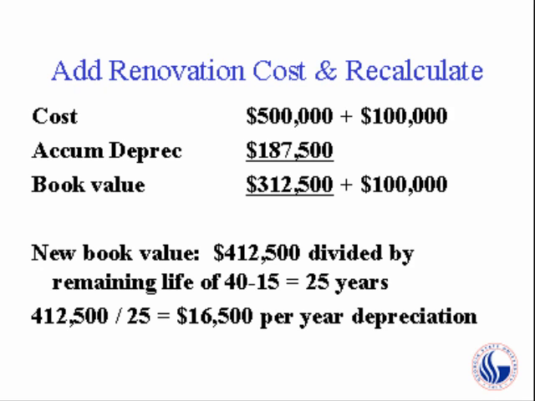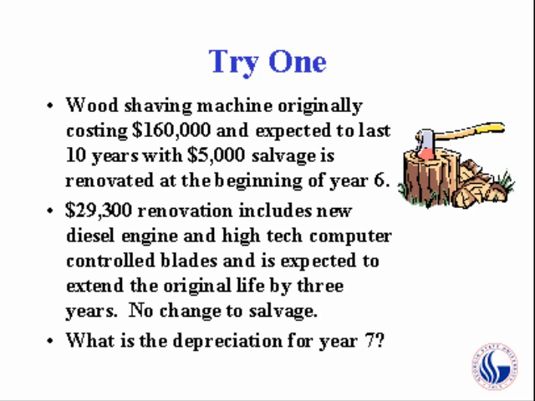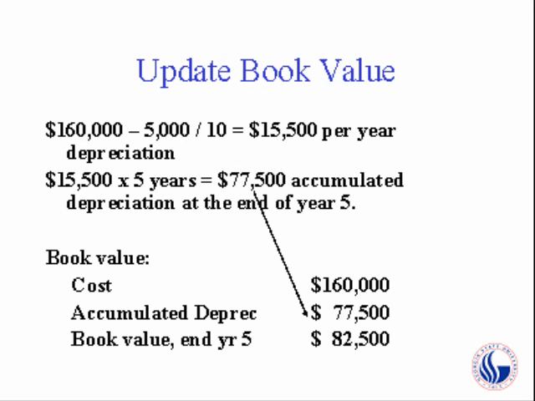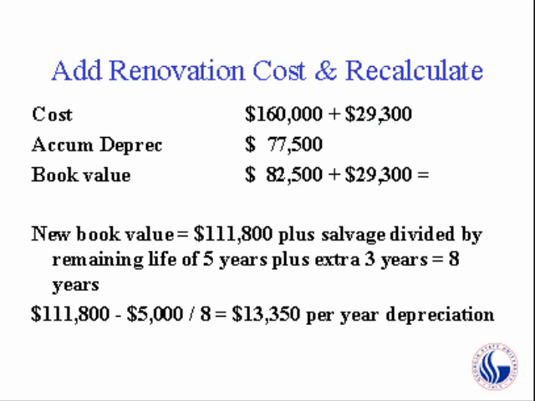Okay, now you try one. Here's a new example. Freeze this frame and see if you can do the process. Updating the book value, adding in the renovation, and then refiguring depreciation. Okay, so 5 years worth of depreciation has already been taken by the end of the 5th year or the beginning of the 6th year. New book value. Add your renovation, your $29,300, to your book value. Then the remaining life is 8 years.